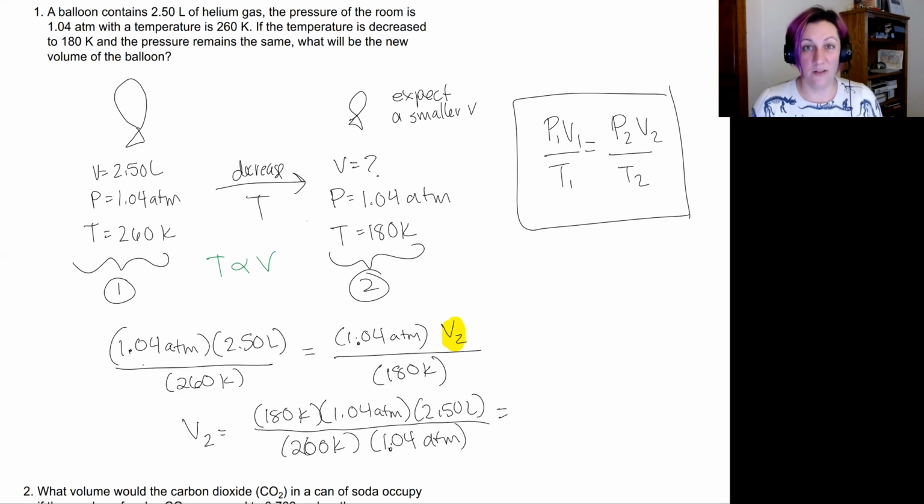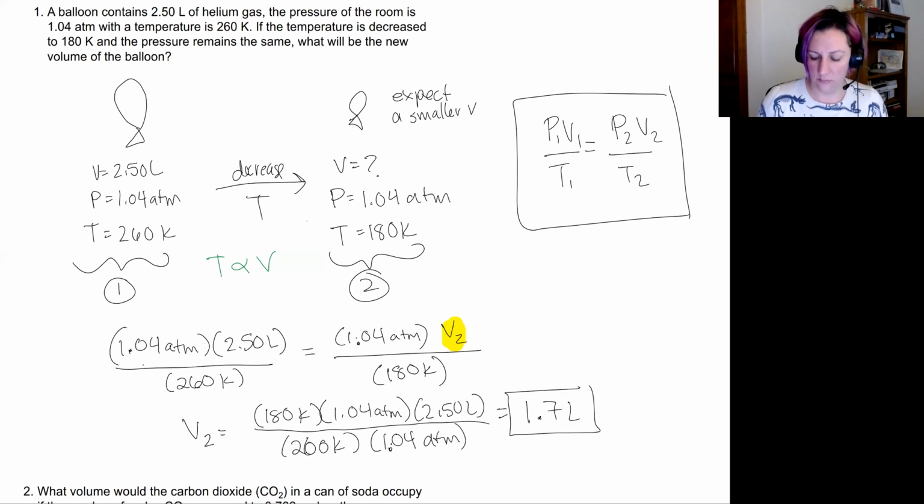And when I plug all of that into my calculator, I'm going to get a value that is 1.7 liters. And if we look at that in comparison to the 2.5 liters we started with, in fact, the balloon got smaller, which is exactly what we expected it to do. So it's kind of like a mental double check on the problem that it is meeting our expectations for just gas behavior in general. All right, let's look at the next problem.